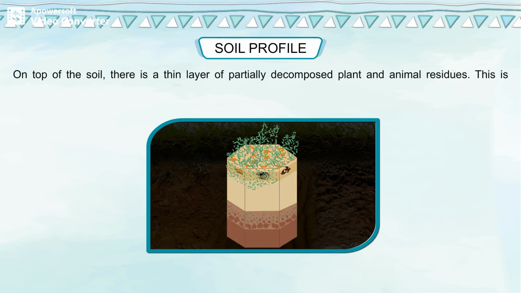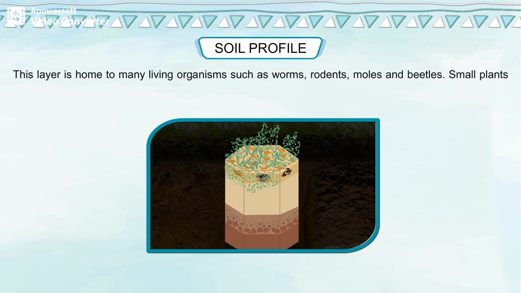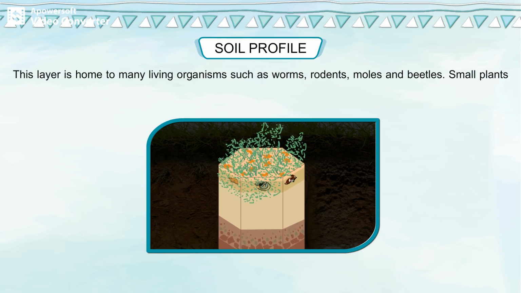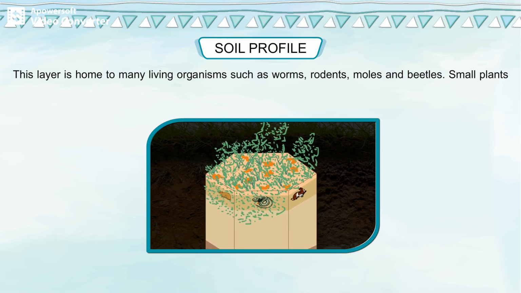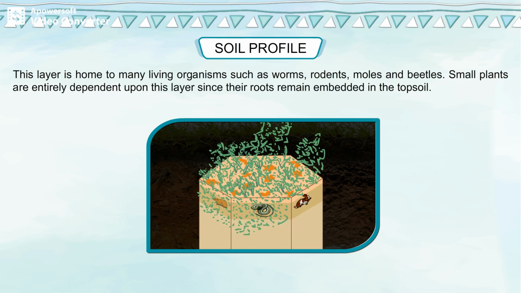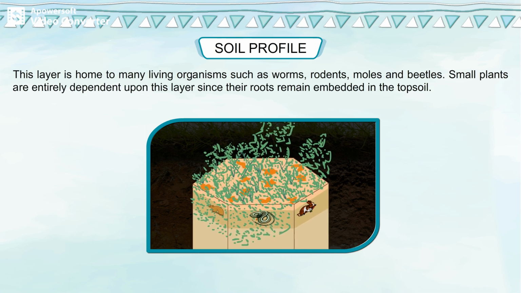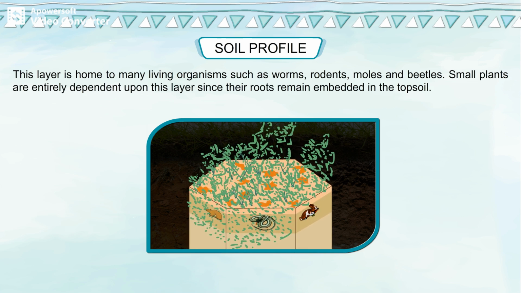On top of the soil, there is a thin layer of partially decomposed plant and animal residues. This is generally called leaf litter. This layer is home to many living organisms such as worms, rodents, moles, and beetles. Small plants are entirely dependent upon this layer since their roots remain embedded in the topsoil.